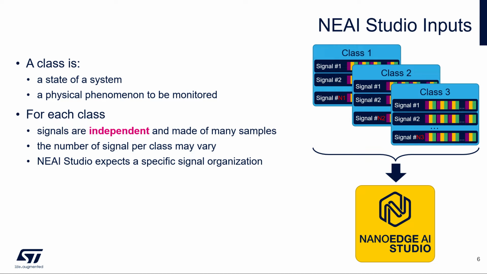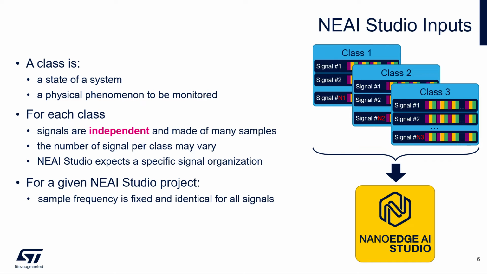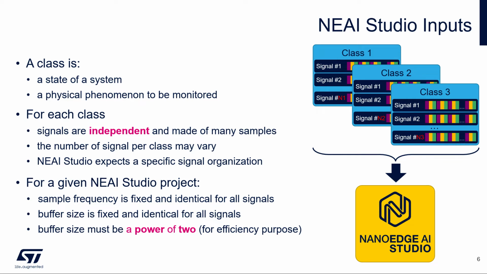Throughout the given NanoEdge AI Studio project, both sample frequency and buffer size are fixed, so they must be carefully selected and are the main levers of data logging. Note also that the buffer size must be a power of 2, mainly for efficiency purposes.